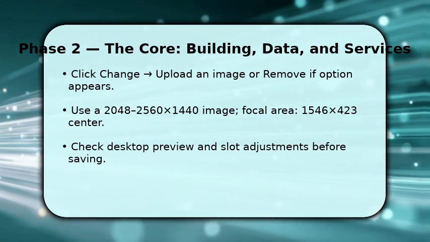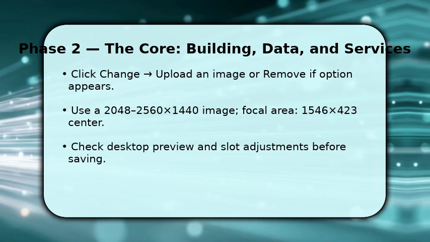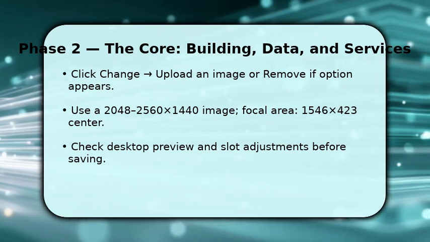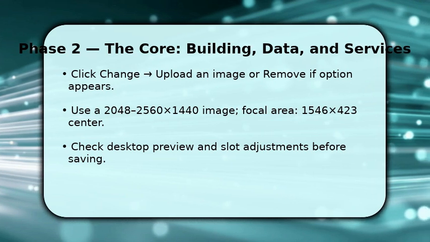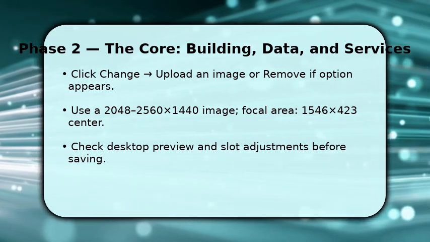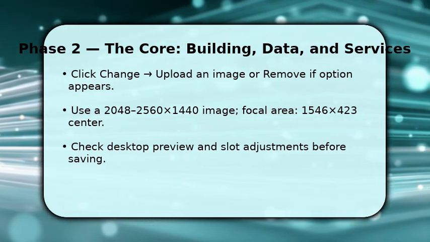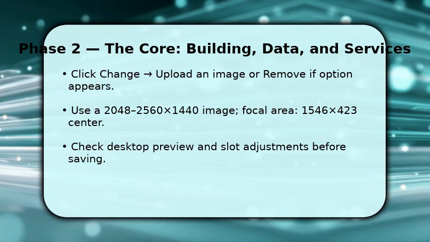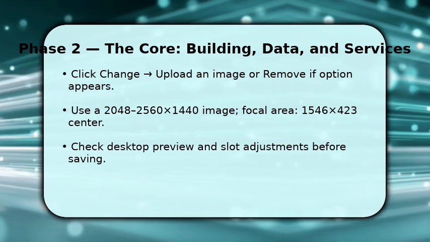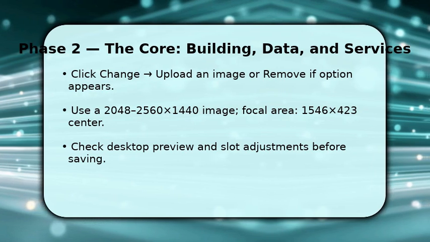Select Upload and pick your transparent or minimal image, then use the crop handles to keep the focal area centered. The safe zone is about 1546 by 423 pixels. Once positioned, review previews for desktop, TV, and mobile. If a direct remove button appears, click it. Otherwise, upload the blank image.